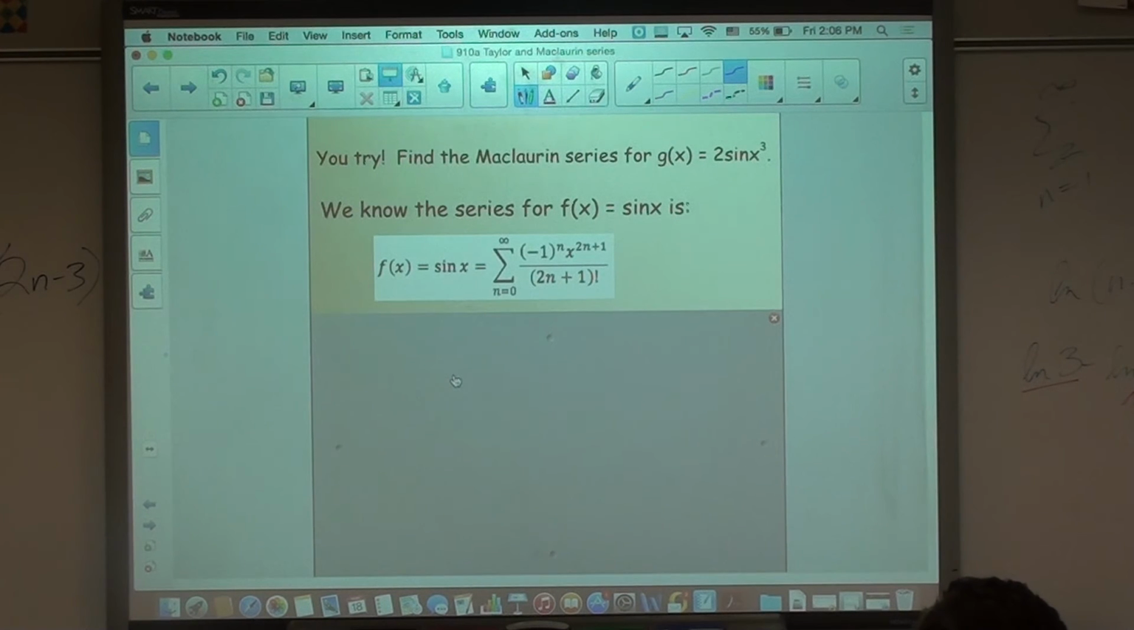This one is centered at 0 and it ends up being normal. For this one, you multiply the whole sum, you can put the 2 in front of the sigma. And then just plug in x cubed.